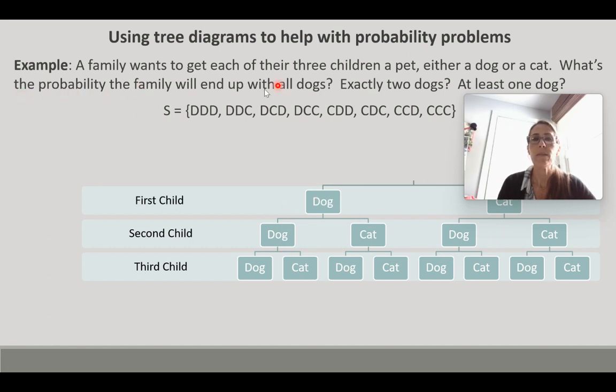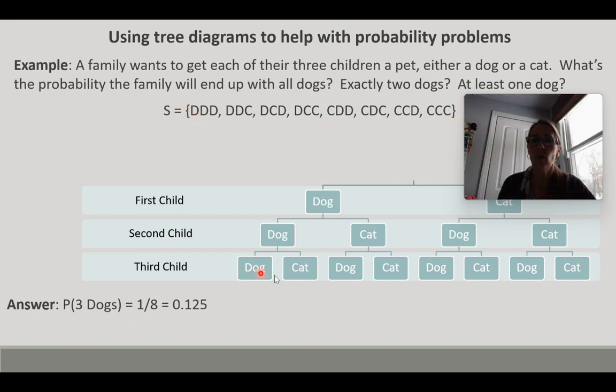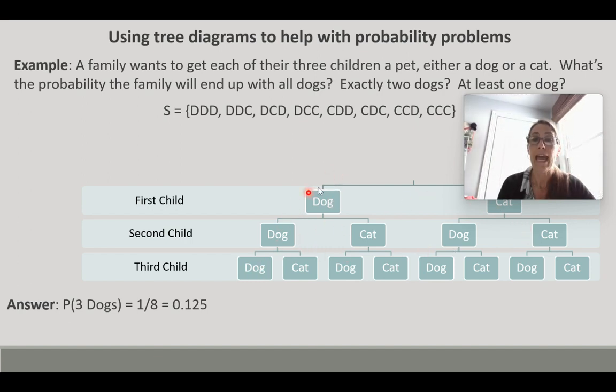What's the probability the family will end up with all dogs, or exactly 2 dogs, or at least 1 dog? This problem is also getting into all the different types of wording that we see with these probability questions. For ending up with all dogs, so 3 dogs, if we look at the sample space listed out, or at our tree diagram, there's only 1 possibility out of the 8 where we end up with dog, dog, dog. So 1/8 or 0.125.